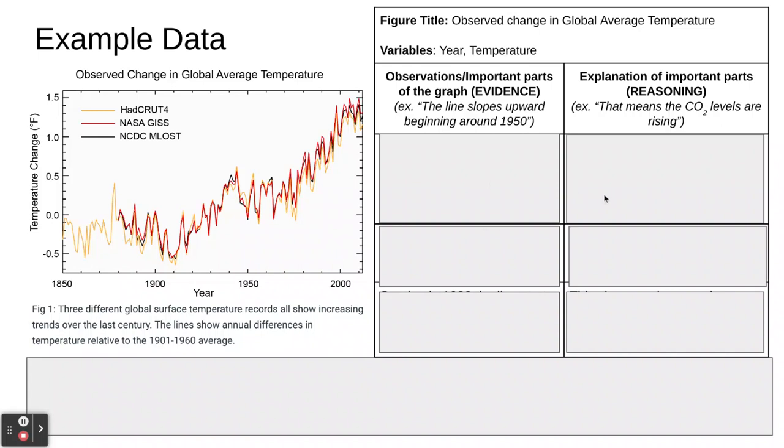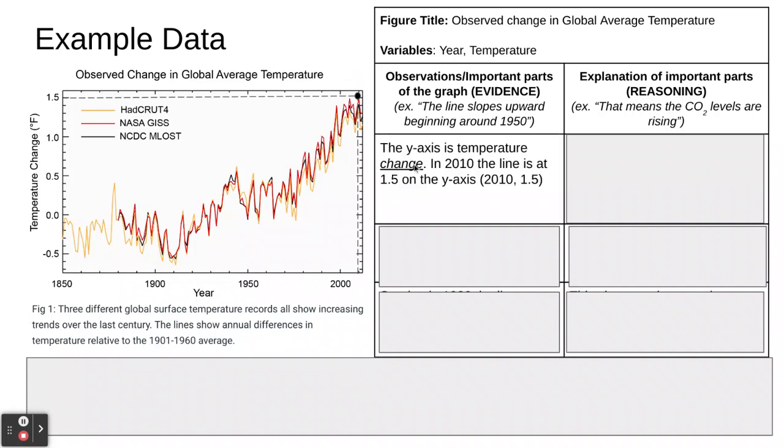All right, now I'm going to dig into some of the stuff. So this is observations, things that I notice, and then this is what I think those observations mean. So here's my first one. I am going to point out a small detail here: the highest point that I see on the graph. So I'm placing a little dot there, and I am identifying where it lands on the axes. The y-axis is temperature change. In 2010, the line is at 1.5 on the y-axis, and here is that coordinate point.